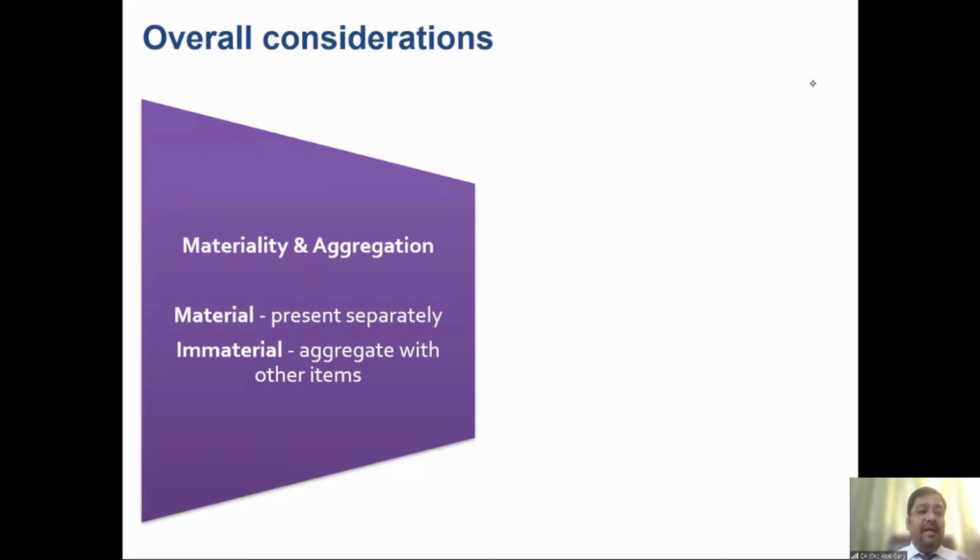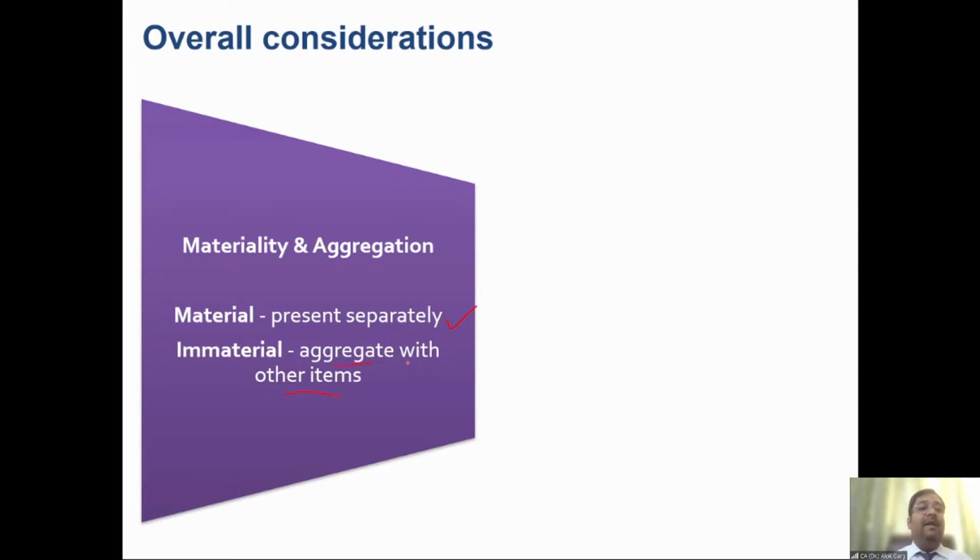So guys, if there are material items, they have to be presented separately. For example, exchange difference. If there is a huge exchange loss on account of currency fluctuation, in that case, it has to be disclosed separately. Gain and loss on sale of fixed assets. If there is a material gain or loss on sale of fixed assets, it has to be disclosed or presented separately, right?